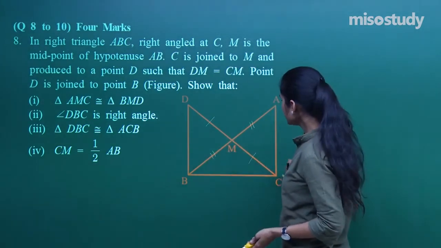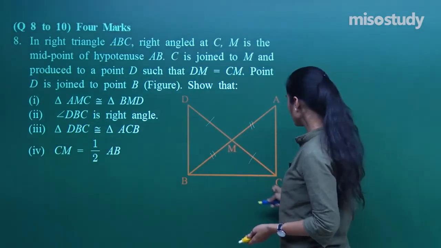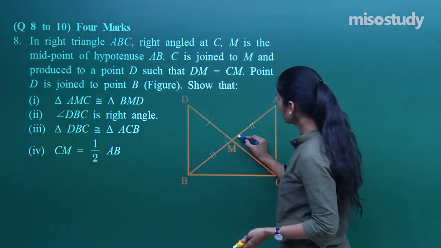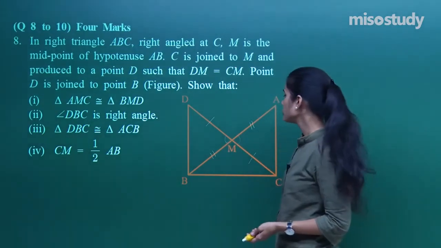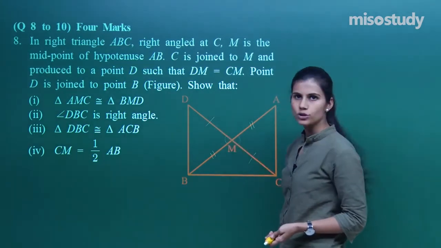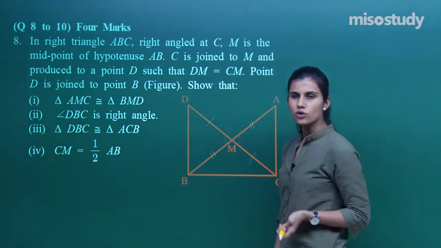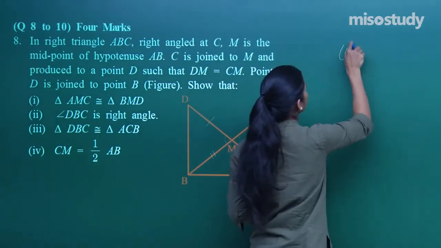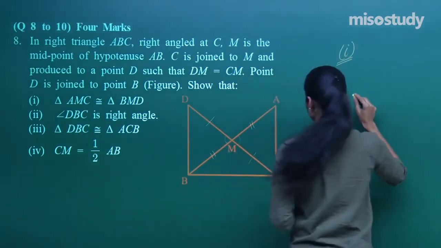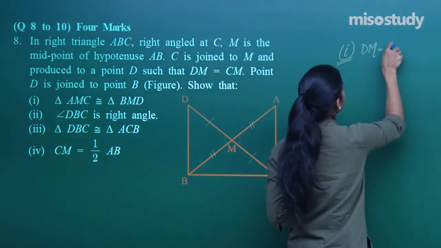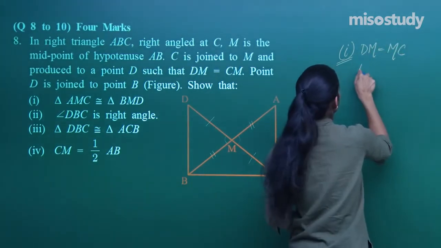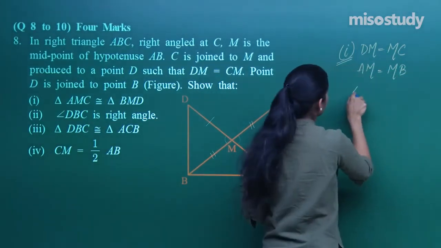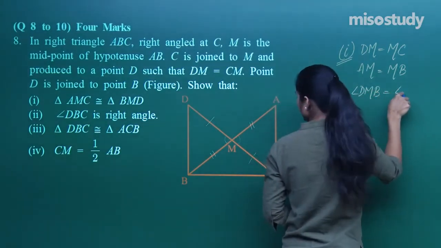If I talk about triangle AMC and triangle BMD, you can clearly see DM is equal to MC and AM is equal to MB. Moreover, these two angles that you can see are vertically opposite angles which are equal, and therefore by SAS, two sides equal, one included angle equal, by SAS congruence rule these two triangles are congruent. Your first part is done. So I have DM is equal to MC, AM is equal to MB, and angle DMB is equal to angle AMC.